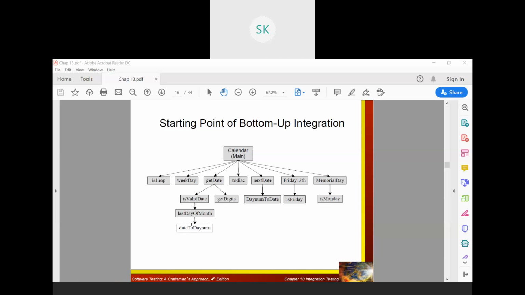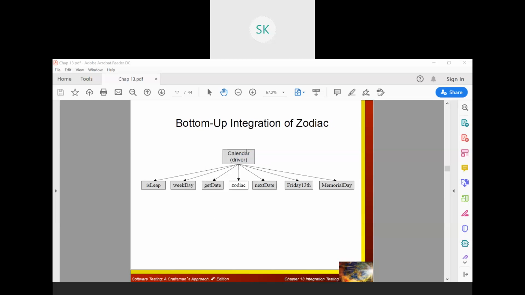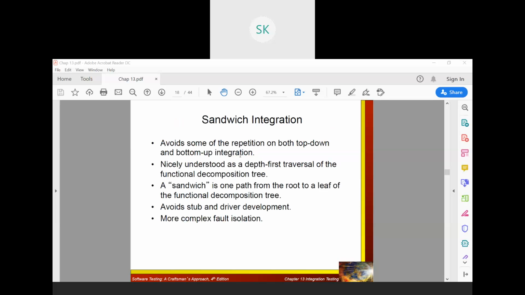From the date to day number, it will just go with the last day of the month. From this, the output will be taken care of, and it will be checking with respect to your is valid date. From this, the get date will be taken care of, and from the get date, it will be moving to the calendar main. So this is how it will be done. Bottom-up integration for your zodiac: from the zodiac, it will be taking care with respect to your calendar main function. It will be giving you the output.